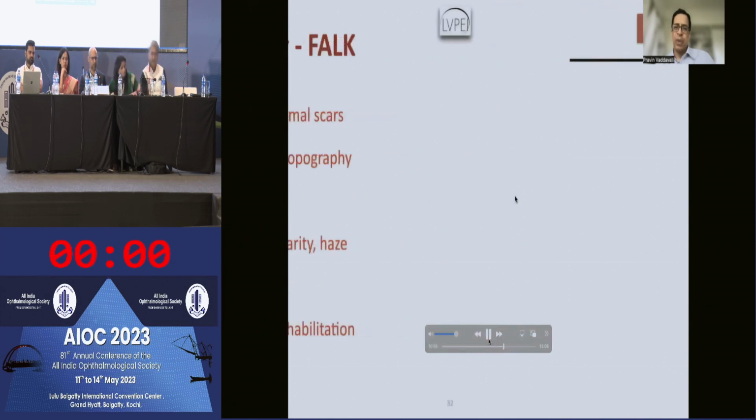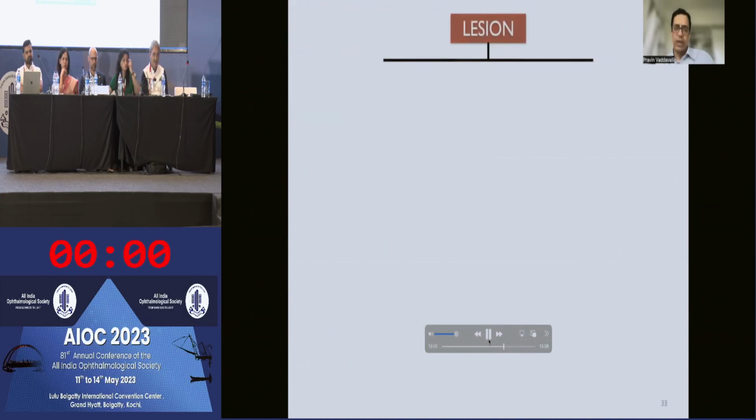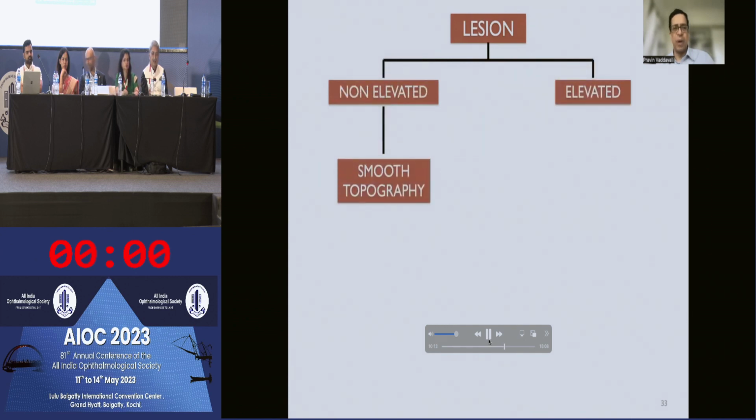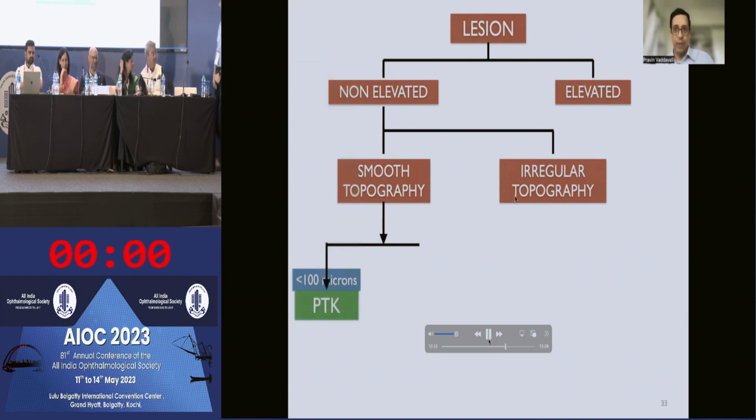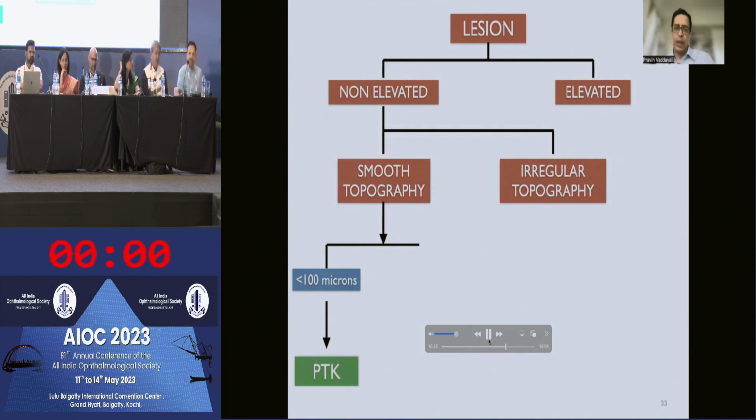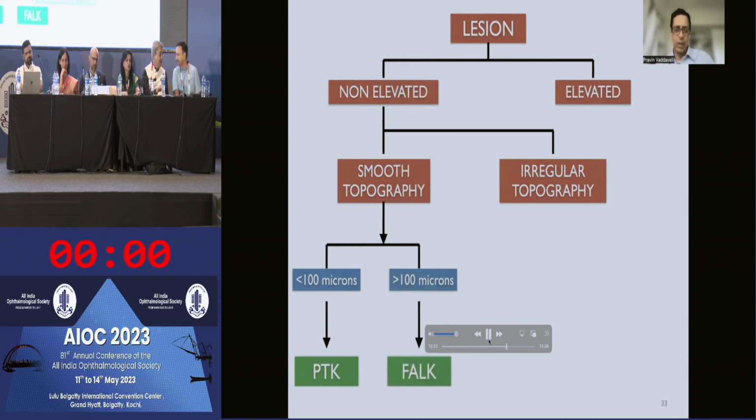But coming back to the original topic of our discussion of what do you do when you have elevated lesions on the surface of the cornea. We saw that when you have non-elevated lesions with a smooth topography, you have to evaluate if the lesion is less than 100 microns deep from after the epithelium, then you will do PTK. If it is greater than 100 microns, then the preferred surgery will be a FALK or even a microkeratome-assisted ALK. This is only if you have smooth topography.